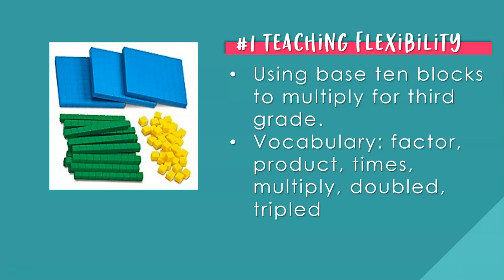Teaching flexibility for multiplication is using base 10 blocks to multiply for third graders. Here's an example of taking 10 groups of 10 to find the product of 100. Kids can easily group numbers of base 10 blocks by using the manipulatives to help students start to develop that concrete understanding of each number being multiplied to find the final product. This is also great to introduce terms such as factor, product, times, multiply, doubled, tripled. Students need to be introduced to these terms correctly to develop an appropriate understanding of multiplication.